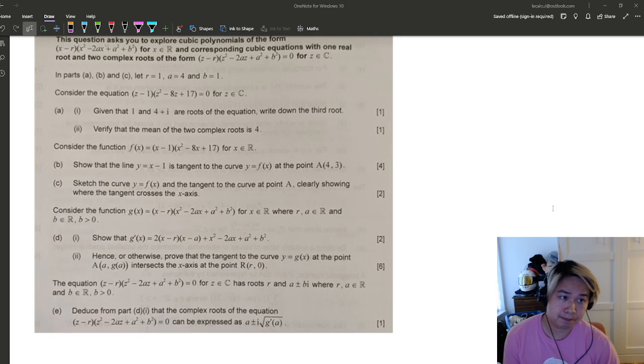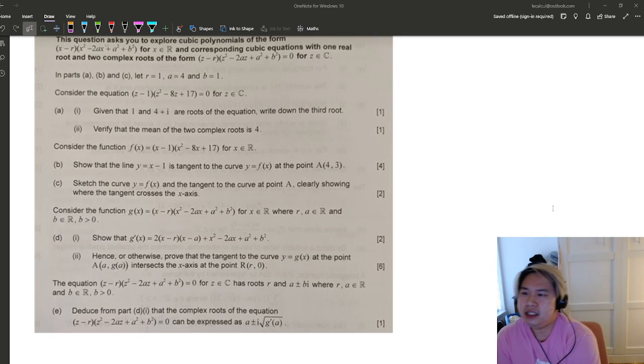Okay, and then this question asks you to explore cubics in this form, and also cubics with 1 real root and 2 complex roots in this form. In parts A, B, and C, R is going to be 1, A is going to be 4, B is going to be 1, and then consider this equation right here. Given that 1 and whatever are the roots of the equation, write down the third root. Okay, easy enough. It is the complex conjugate of the other complex root.